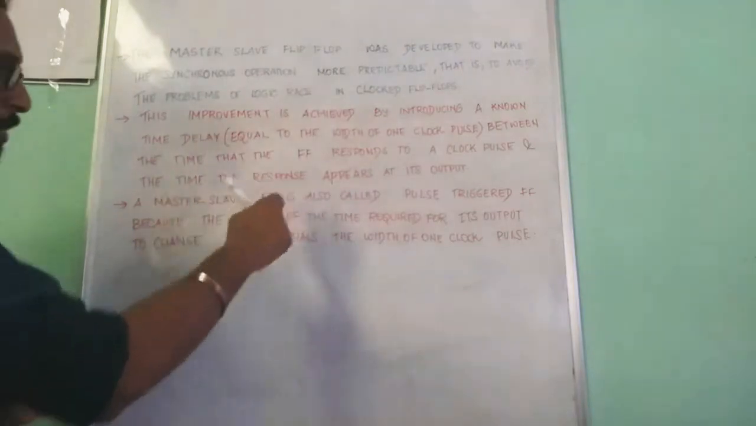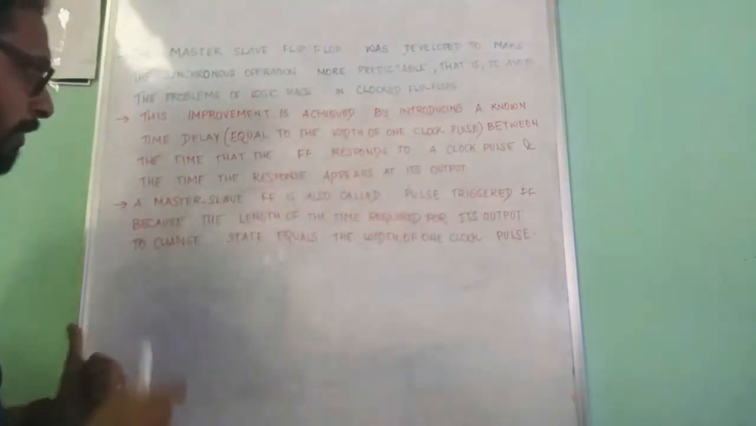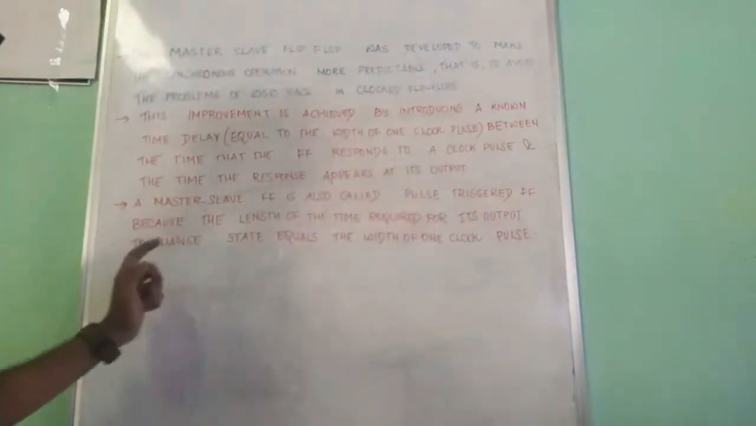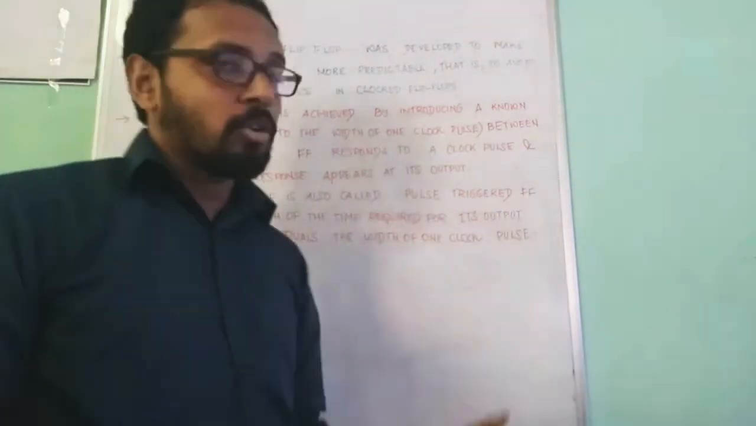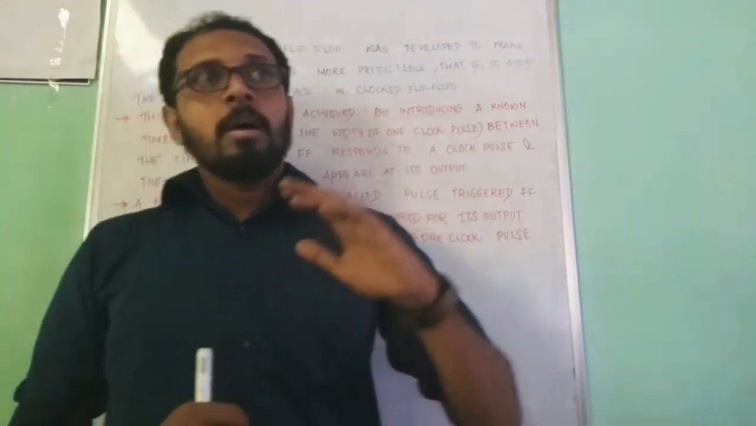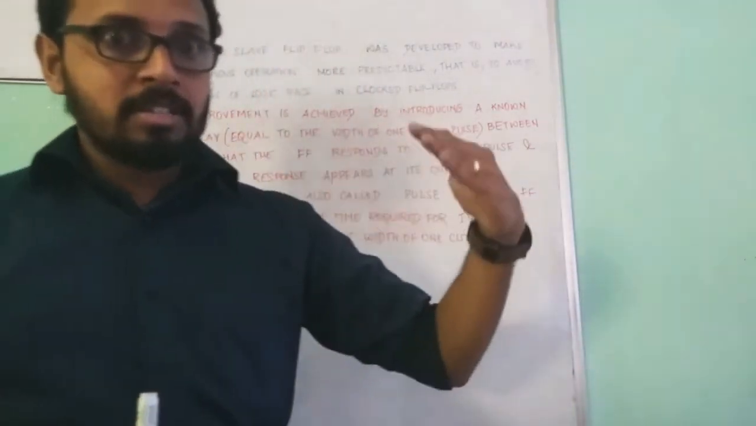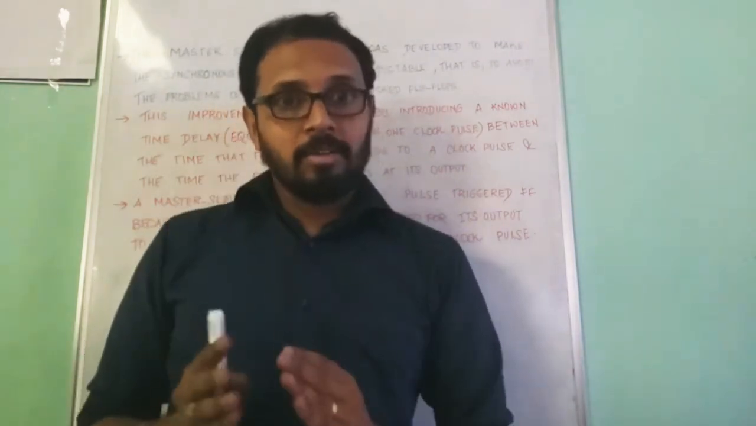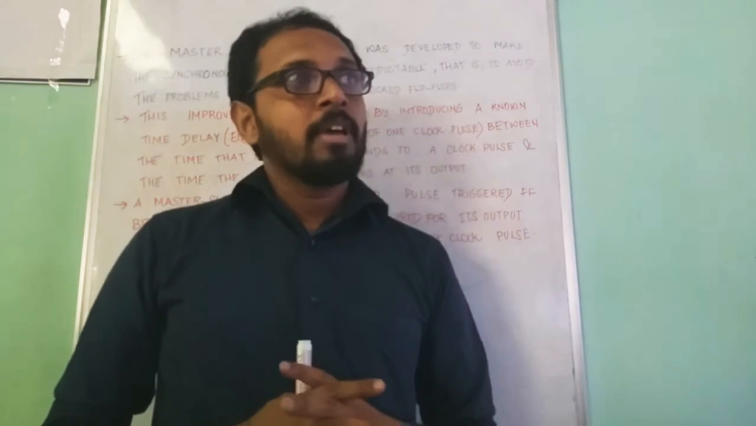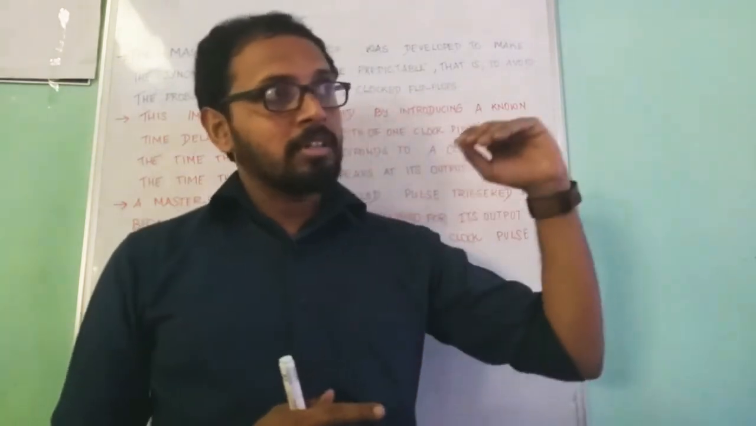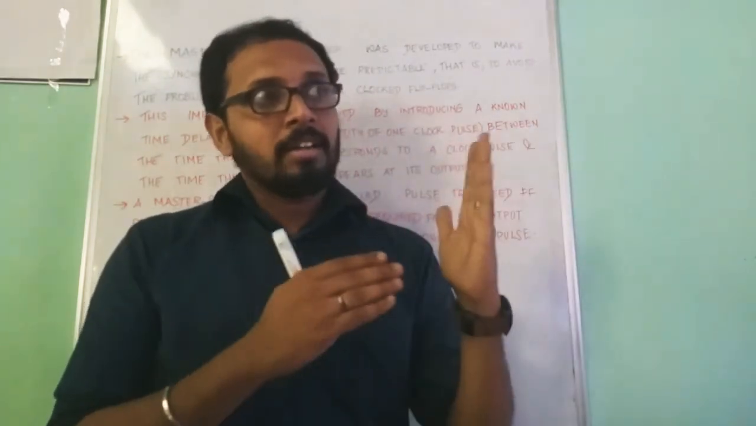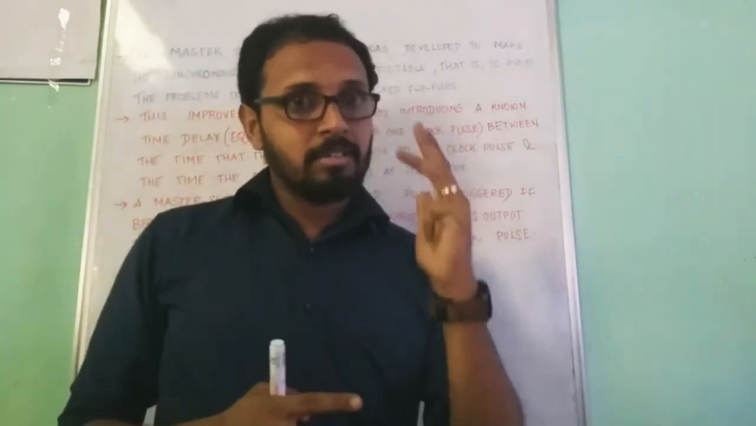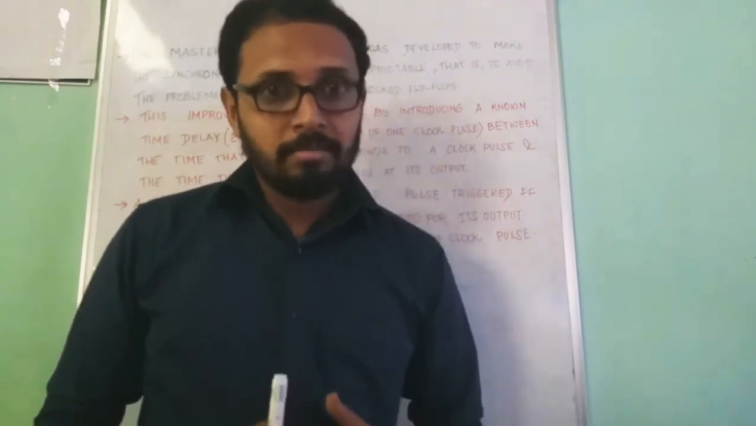The master slave flip-flop is also called the pulse triggered flip-flop because the length of time required for its output to change state equals the width of one clock pulse. The operation will be discussed very soon. That is what you need to understand about the master slave flip flop, because based on that we have the classification as well, which is mainly classified into SR, JK, and D. Please go through it.